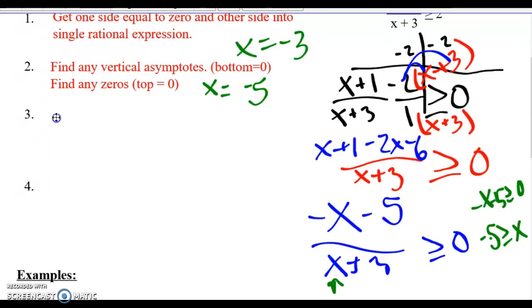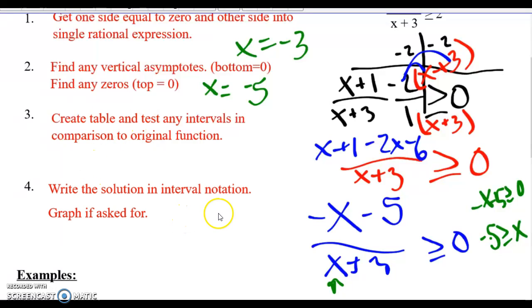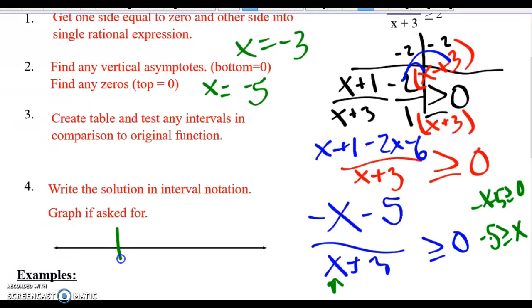Ooh, that was great. Now what do I do? I create a table. I'm going to see how much room I have, and then in the end write the solution. Okay, here's what I know. Here's my cute little scale. I have 2 points of interest, one at negative 5, one at negative 3.